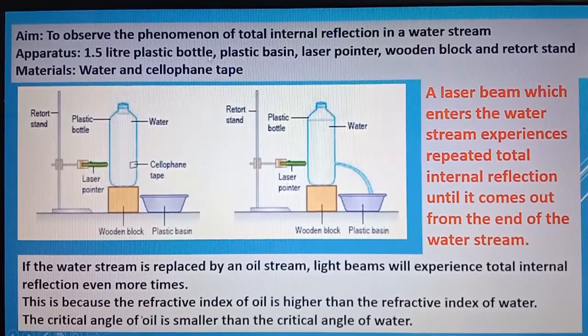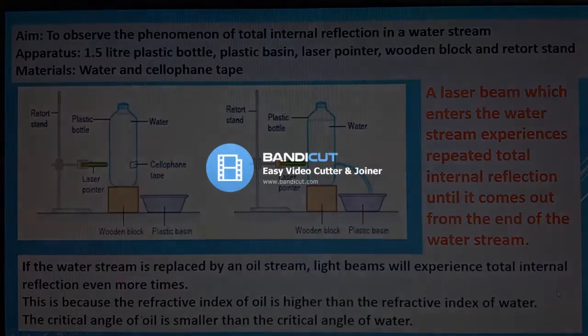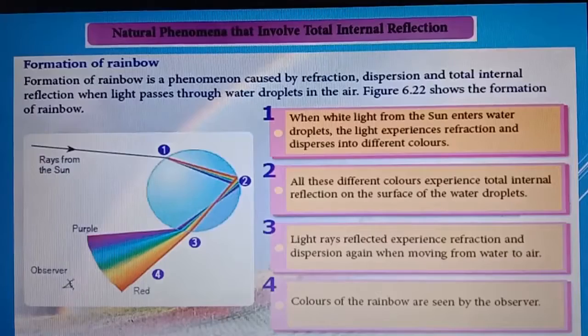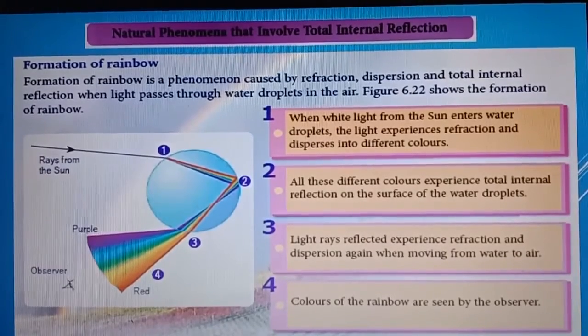So for this topic, let's summarize what total internal reflection is. Total internal reflection is a phenomenon that occurs when light travels from a denser to a less dense medium, and the angle of incidence is greater than the critical angle. Okay, I will discuss natural phenomena, the applications, and some problem-solving questions.